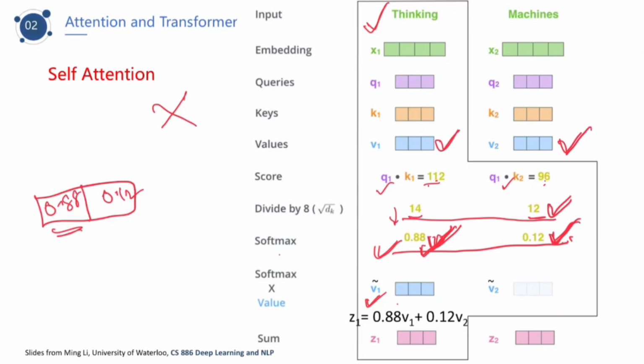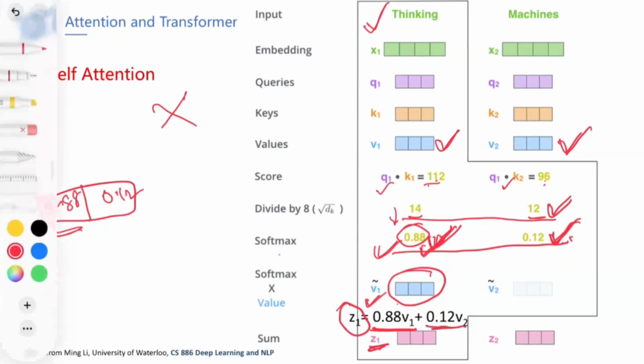So now you just make this a linear combination. 0.88 will be multiplied with V1. You can say 0.88 multiplied with V1 plus 0.12 multiplied with V2, and that will give you Z1. So you are getting Z1 here. In the similar manner, you can do the refinement of the machine also.